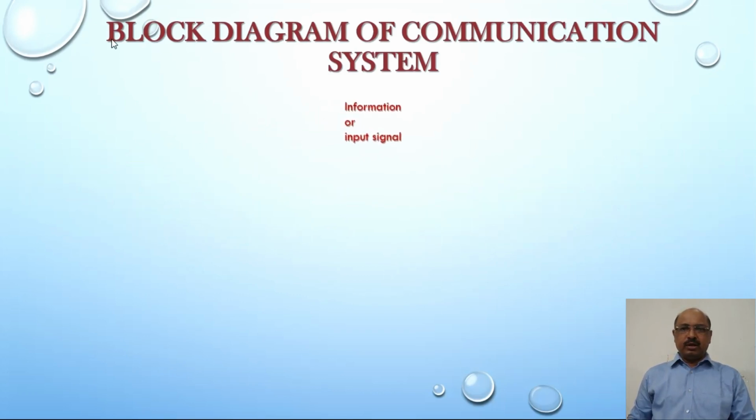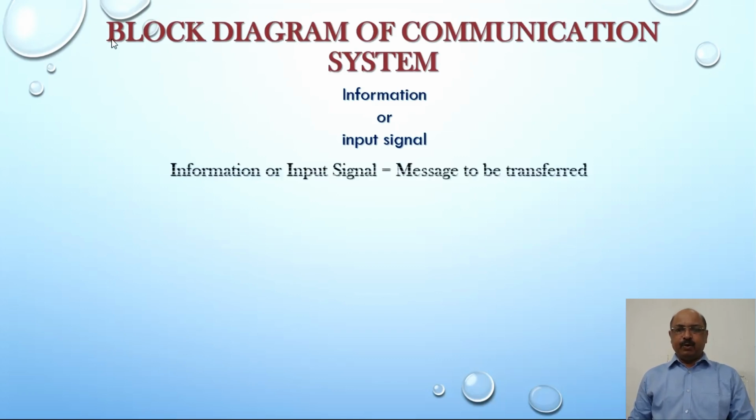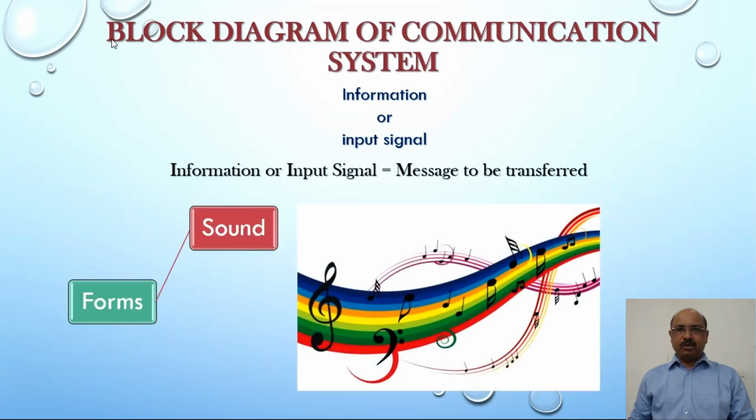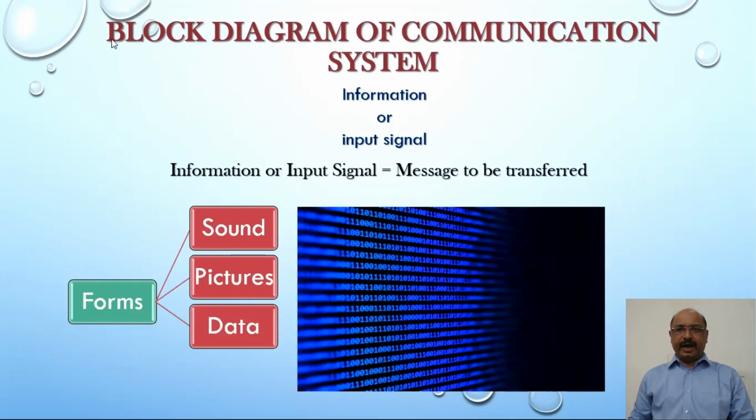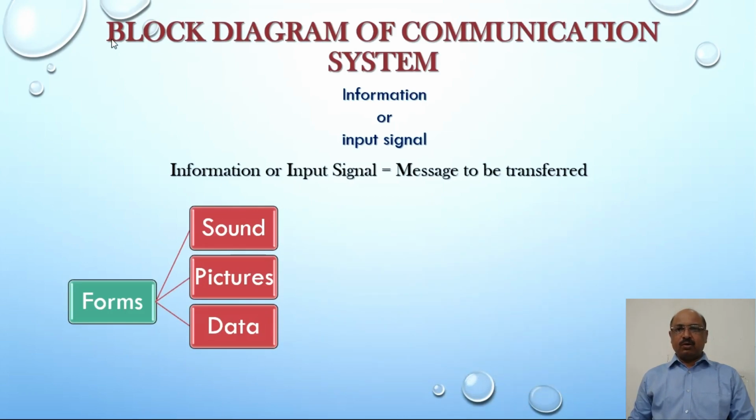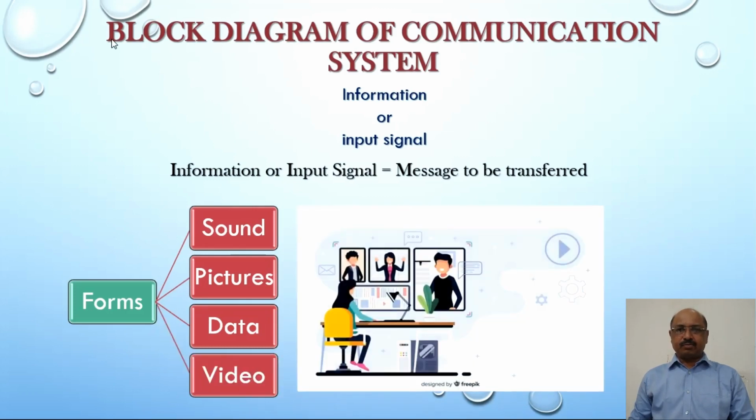First is the information or input signal. The message to be transferred acts as an input to a communication system. This signal can be in any form, like a sound signal, picture, speech, data, or video file, etc.